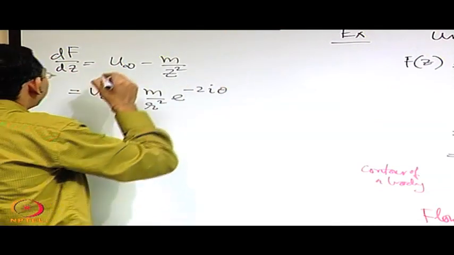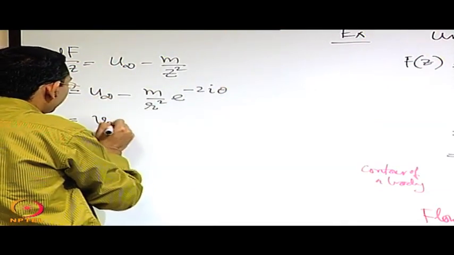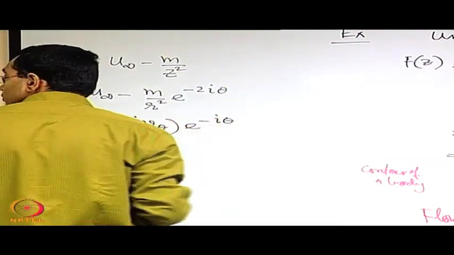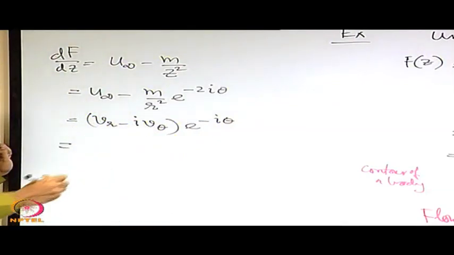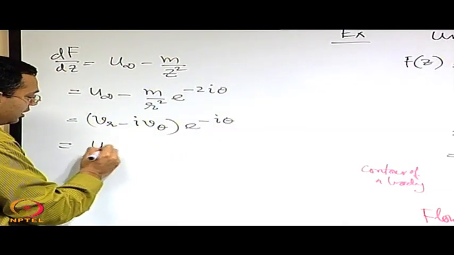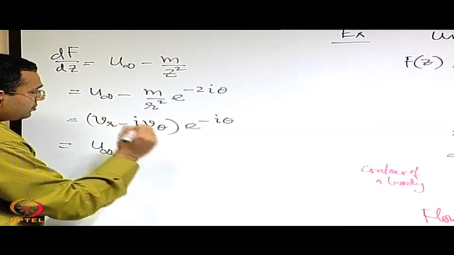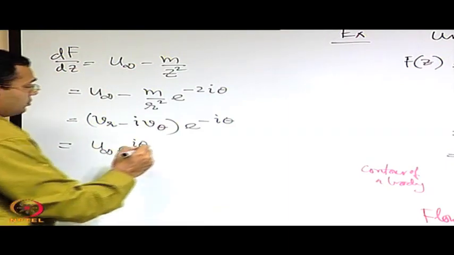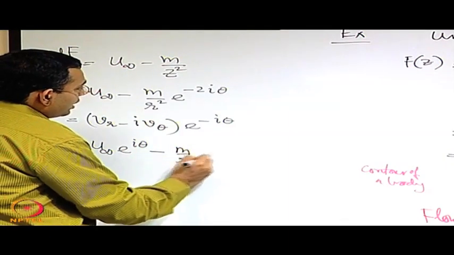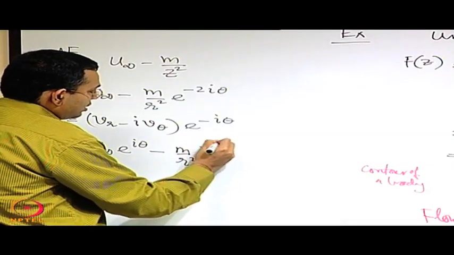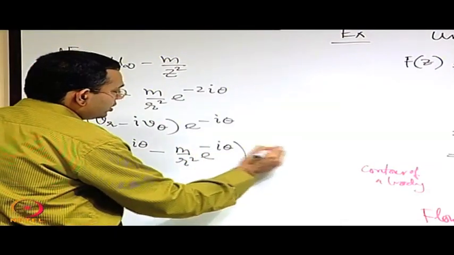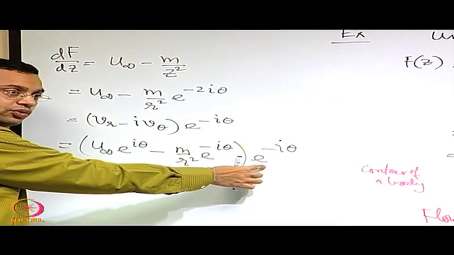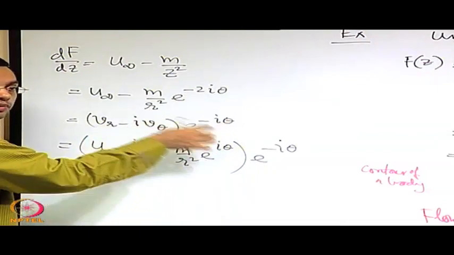Now we know that this we may write as Vr minus I v theta into e to the power of minus I theta. So what we do? We write this as u infinity into e to the power I theta, then minus m by r square e to the power minus I theta, the whole thing multiplied with e to the power minus I theta. So here it is multiplying by e to the power I theta into e to the power minus I theta to get just the same form of this one.